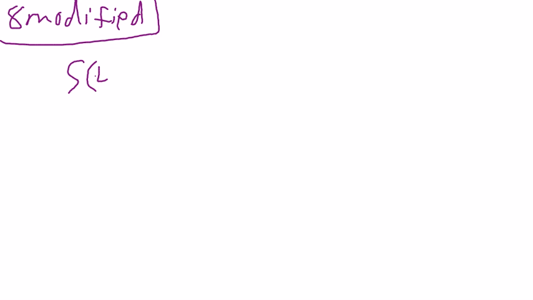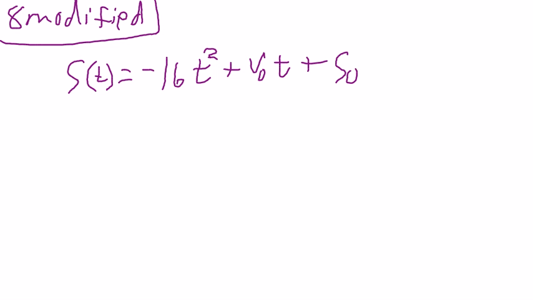So our function was s of t equals, originally it was negative 4.9 because we were dealing in meters. I'm going to give you this problem in feet, which I'll say is negative 16 t squared plus v naught t plus s naught. In this case, because our function is s of t, it means the same exact thing as h of t. It doesn't matter what variable is used. This is the position function.